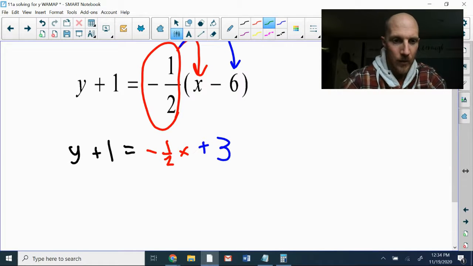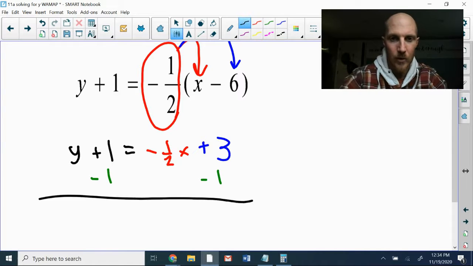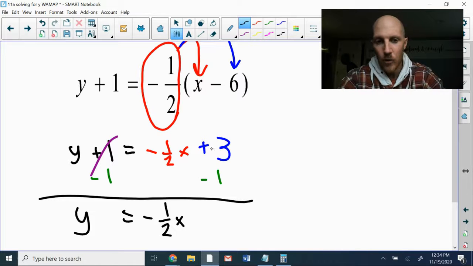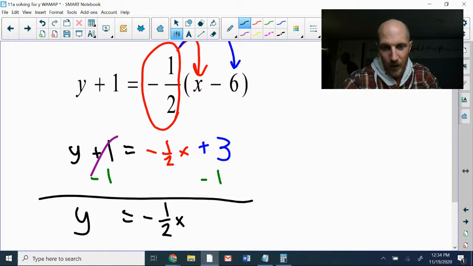And then my next step is I need to get the y by itself. So I want to take away 1. I have to do the same thing on both sides of the equal sign. These cancel. Y equals, so that -1/2 x is unchanged. The 3 and the -1, those are like terms. I could combine those by subtracting. 3 minus 1 is 2. That's going to be a positive number, so I'm going to leave this as a plus sign.